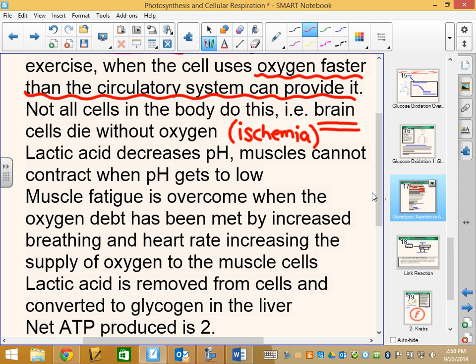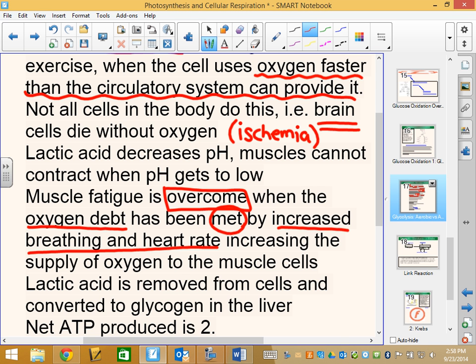The thing that I told you yesterday was this. Lactic acid decreases pH, so muscles cannot contract. Now, how would you overcome this? And we're going to talk about your muscles in the next section. But just as a preview, the way that you overcome this is to take your oxygen debt, which means your lack of oxygen, and meet it by increased breathing and heart rate.